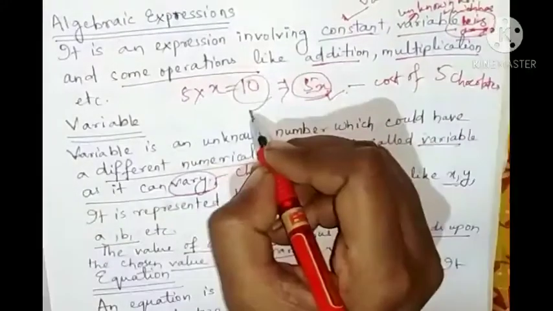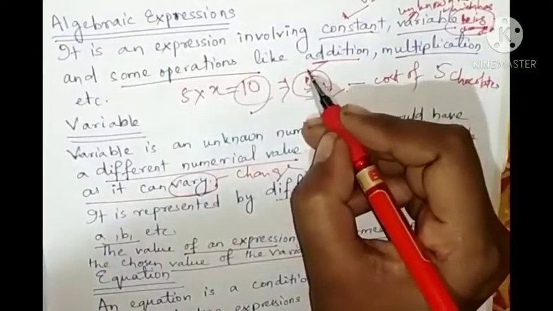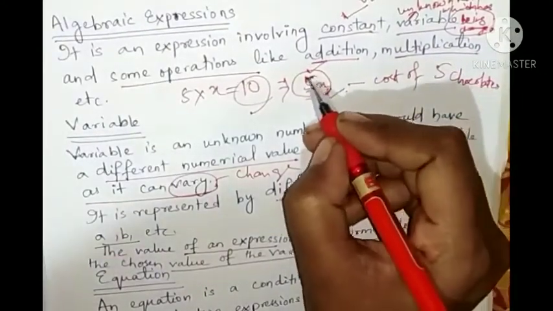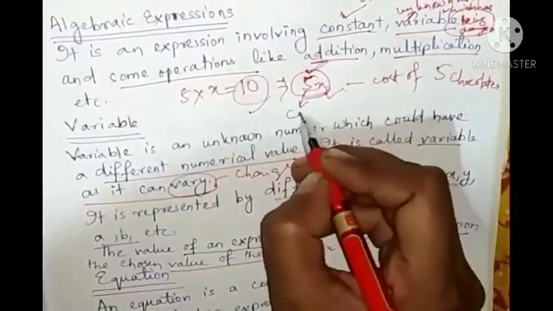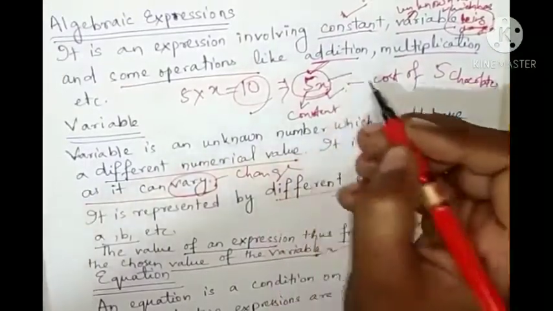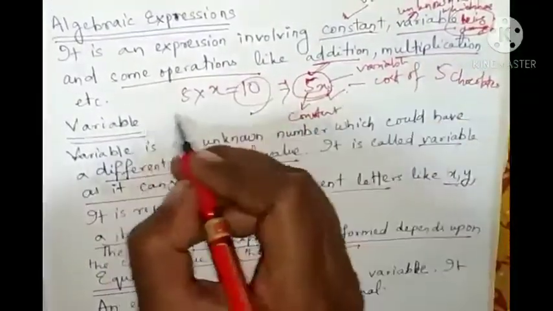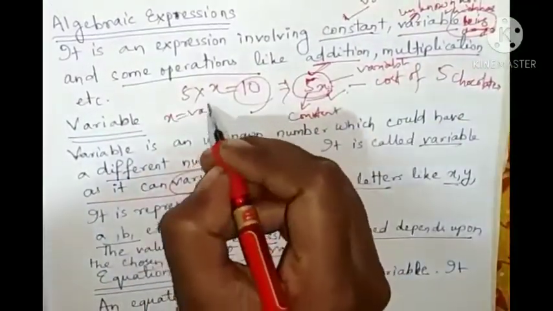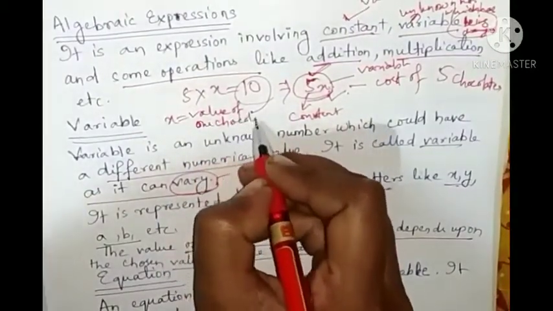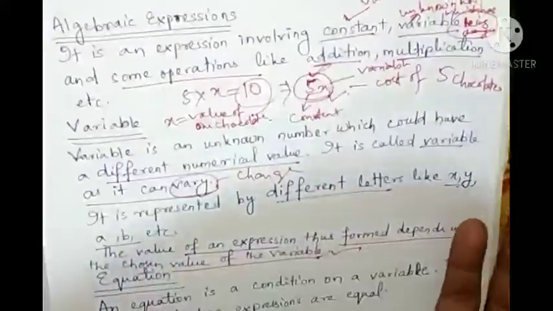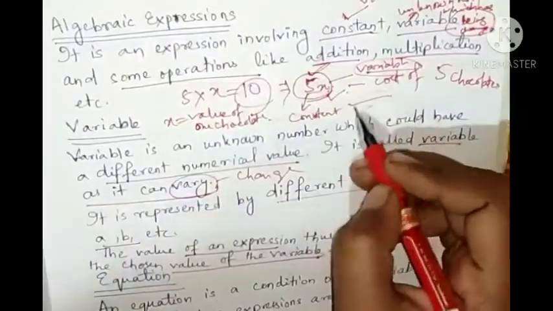Look here, 5 is the number of chocolates. It is a constant. Here 5 is a constant and X is a variable. And this X is representing the cost of 1 chocolate. So like this we express an algebraic expression, where we use variables and constants.